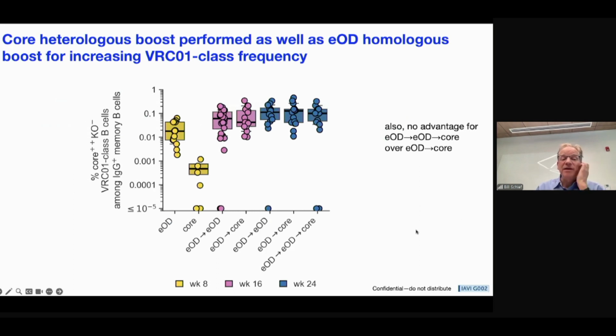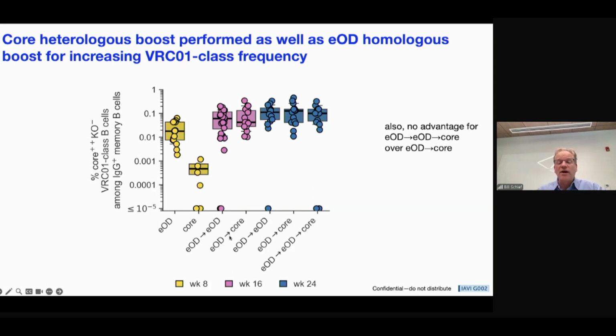This is a slightly more complicated slide. On the y-axis, again, I'm showing the frequency of VRC1 class memory B cells in the blood. They've all been sorted for binding to the core boost. So these VRC1 class B cells bind to the heterologous boost immunogen. That means they've acquired the ability to bind to the heterologous boost, which is more native-like than the prime, and that's a good thing. We're showing data in gold for week 8, purple for week 16, and blue for week 24, across the different groups.